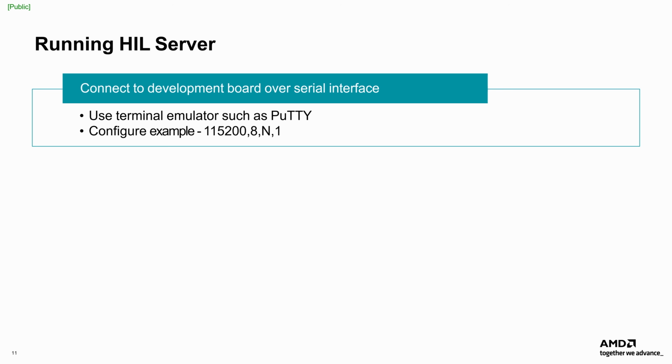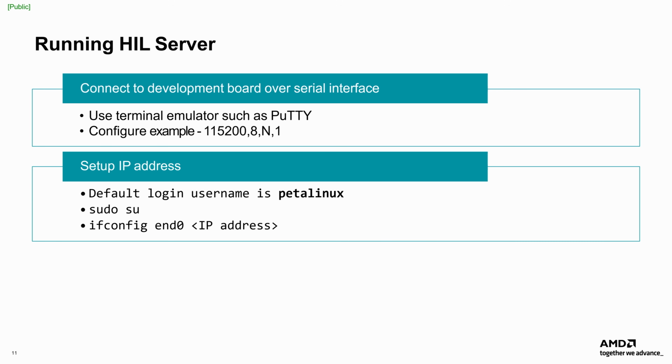Once the SD card image is prepared, the development board can be configured to run the HIL server. The board is first set to boot from the SD card using the appropriate boot mode settings. After inserting the SD card, a serial connection is established between the host system and the board using a terminal application such as PuTTY. After the system boots, the default login credentials can be used to access the board.